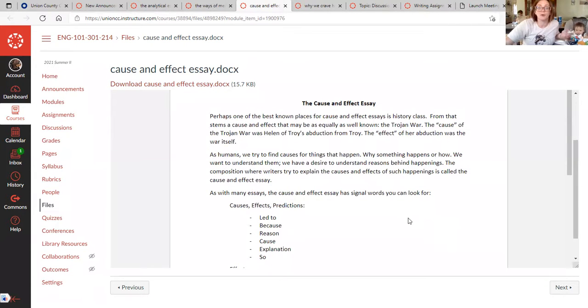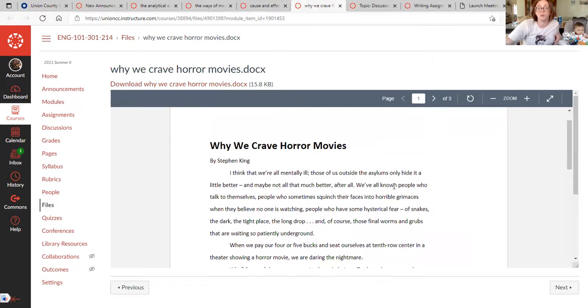Okay, so the example that I gave for the cause and effect essay is by Stephen King. It's called Why We Crave Horror Movies. So it's basically because we're all mentally ill, is what he says. If you think of it in terms of it being Stephen King, he clearly has a sick sense of humor, so take that with a grain of salt a little bit. I definitely say it's a good read, an interesting read if you like horror movies, especially. It makes sense, but doesn't make sense all at the same time.